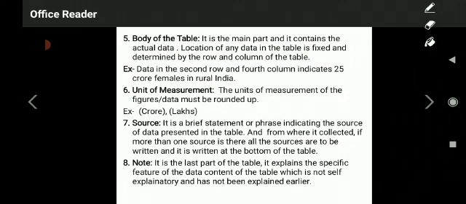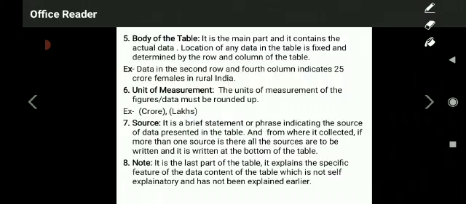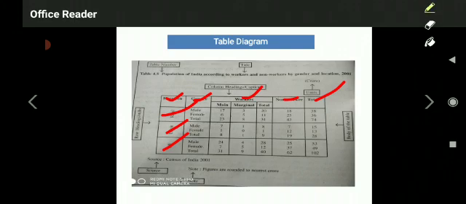The location of any data in the table is fixed and determined by the row and column of the table. Okay, hope you understood. It is the main part and it contains the actual data. For example, in the diagram, I'll show you this part. This part is the body of the table.